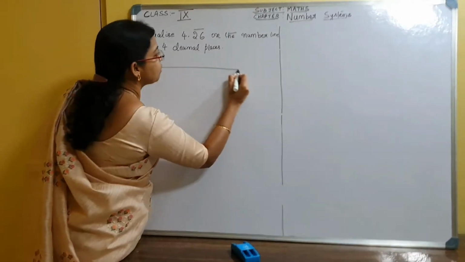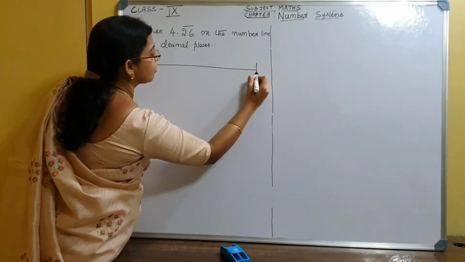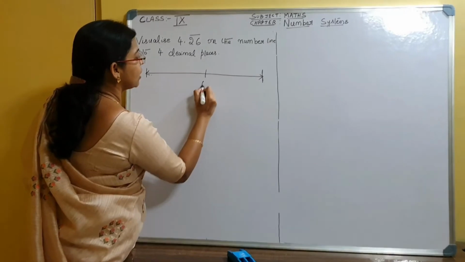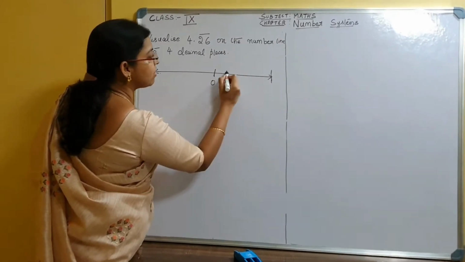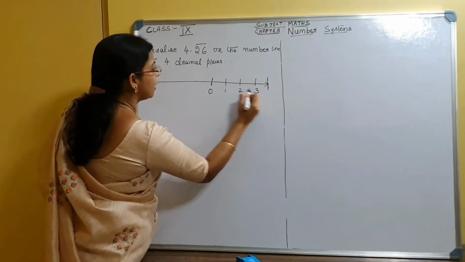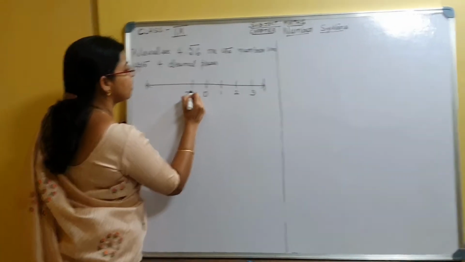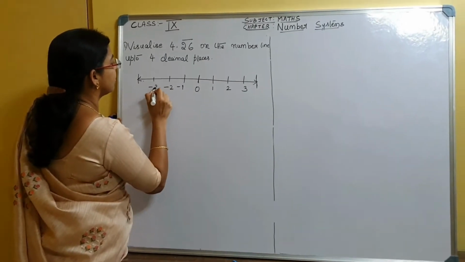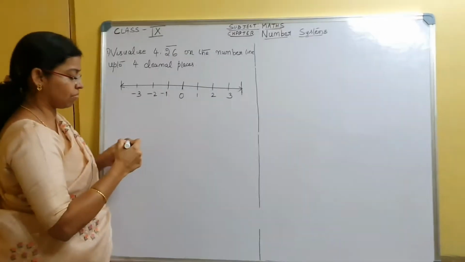So first we draw the number line. Here we have 0 and the positive numbers 1, 2, 3, and on the left hand side we have negative numbers.